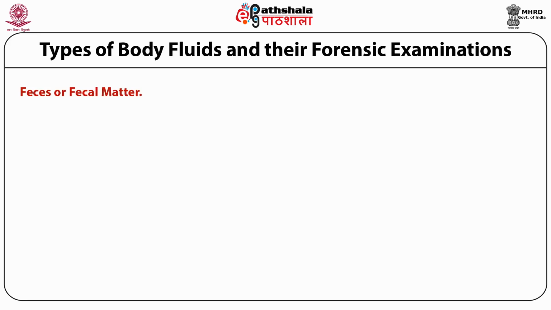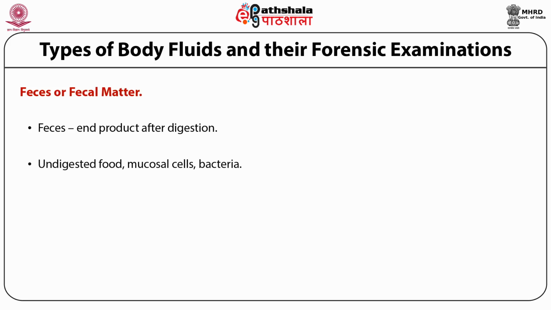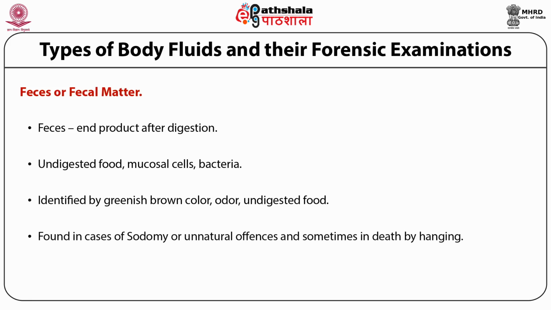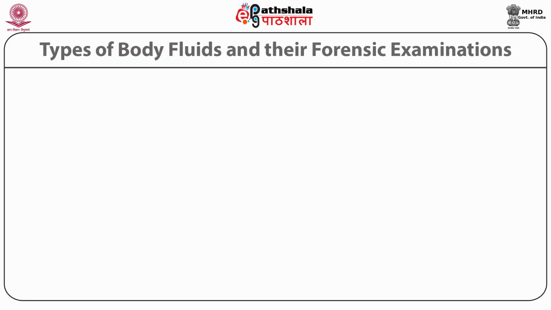Feces or fecal matter. Feces are the end product after digestion: undigested food, mucosal cells, bacteria. It can be identified by greenish brown color, odor, undigested food. Found in cases of sodomy or unnatural offenses, and sometimes in death by hanging. Can test for urobilinogen, but the stain must be apparent.